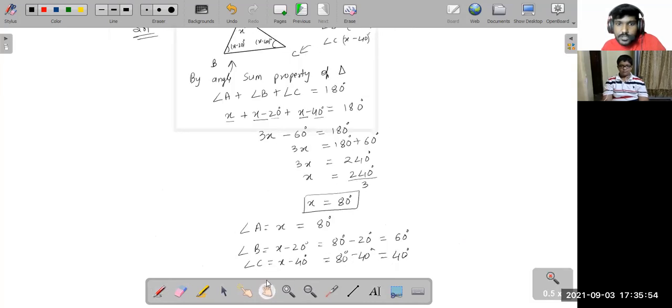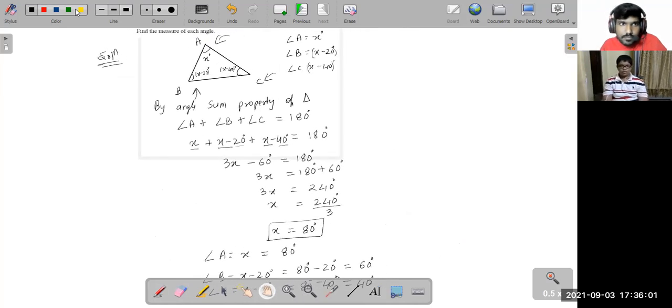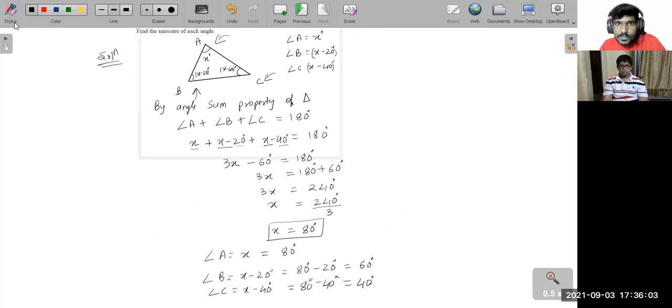Okay, write it down now. Is it visible? Okay. Go through the sum and start writing it.